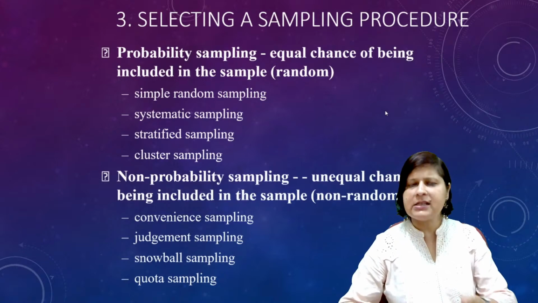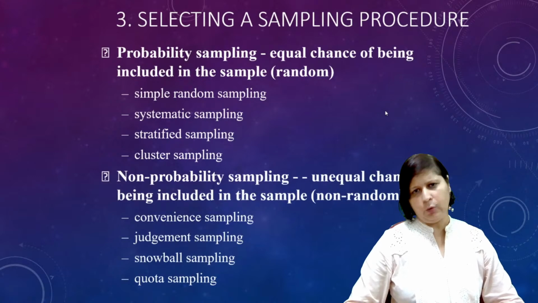Non-probability sampling includes convenience sampling, judgmental sampling, snowball and quota sampling.